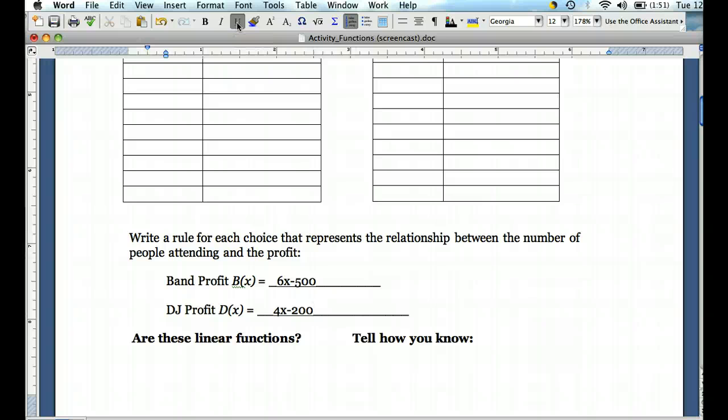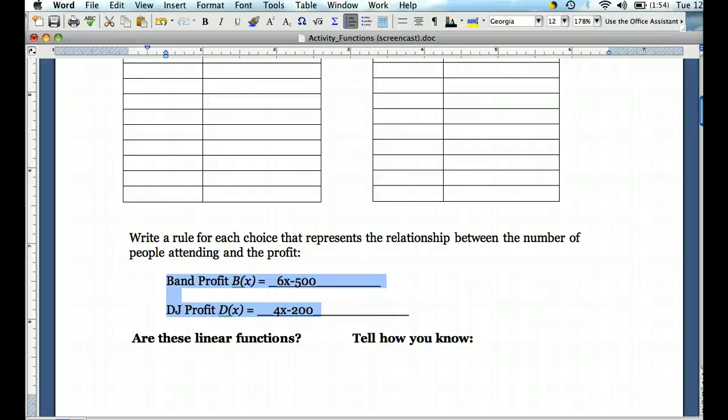So these are what will be our two equations that we're going to graph here in just a second. And the question is, are these linear functions? Tell how you know. And hopefully you answered here that yes, they are linear functions, and how you know is that the highest exponent on the variable is 1. And that's the easiest way to tell from looking at an equation. Now, these are actually the two equations that we're going to use in the screencast. So all of this was just the prep.